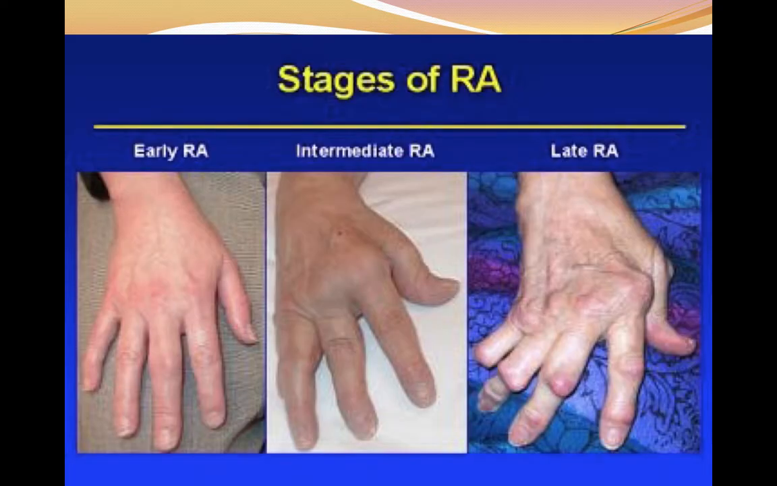And here you go. So you can see over time the joints just severely get mangled, and obviously a person who had late rheumatoid arthritis would not be able to use their hands anymore. There are drugs to prevent this from happening.